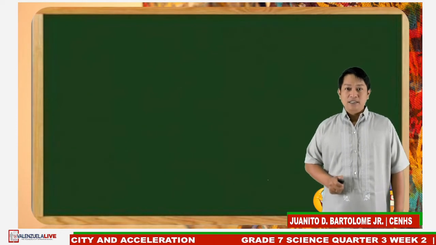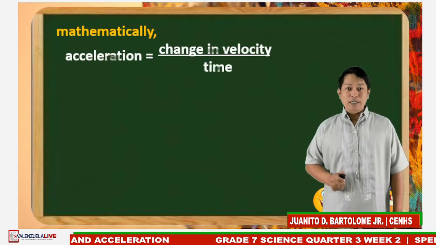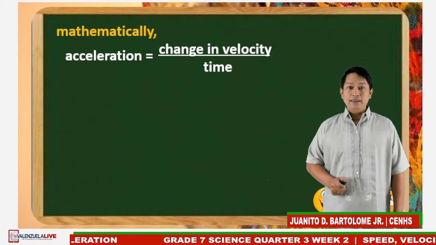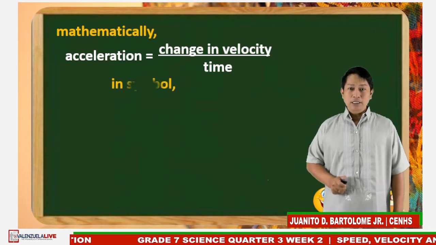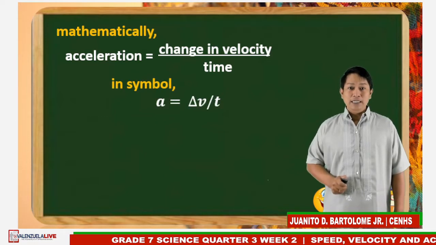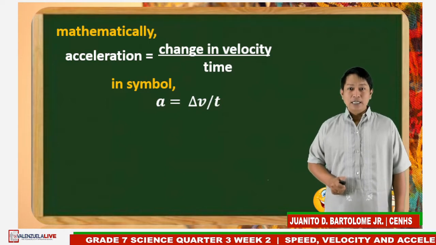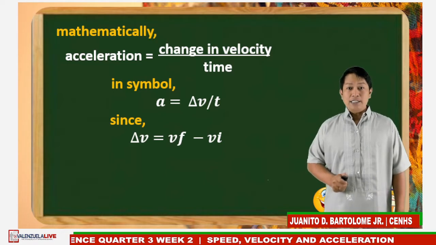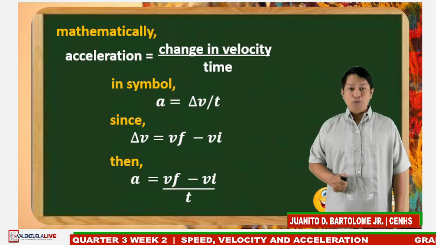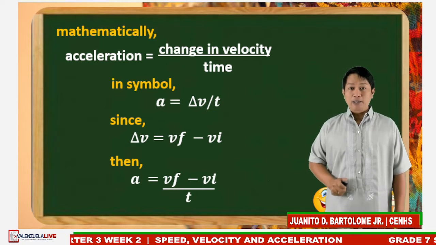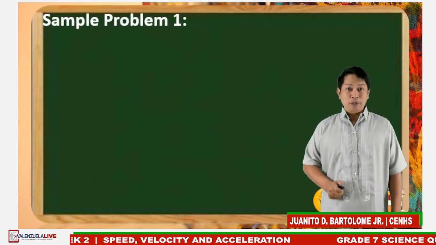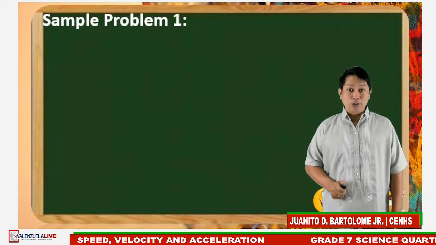Mathematically, acceleration is equal to the final velocity minus the initial velocity divided by time. In symbol, a = Δv / t. Since Δv is equal to final velocity minus the initial velocity, then a = (final velocity minus the initial velocity) divided by time. Let's try to answer sample problems to understand acceleration mathematically.